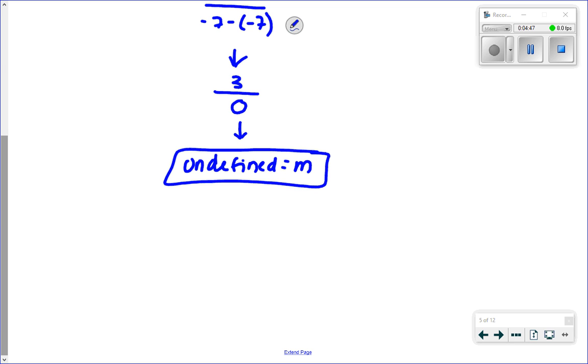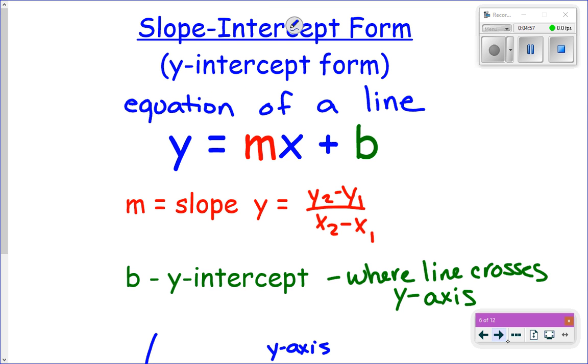So m is undefined. You can't have 0 on the bottom of a fraction. That's not something that's real. So we say that the slope is undefined. Okay, shifting gears a little bit here.